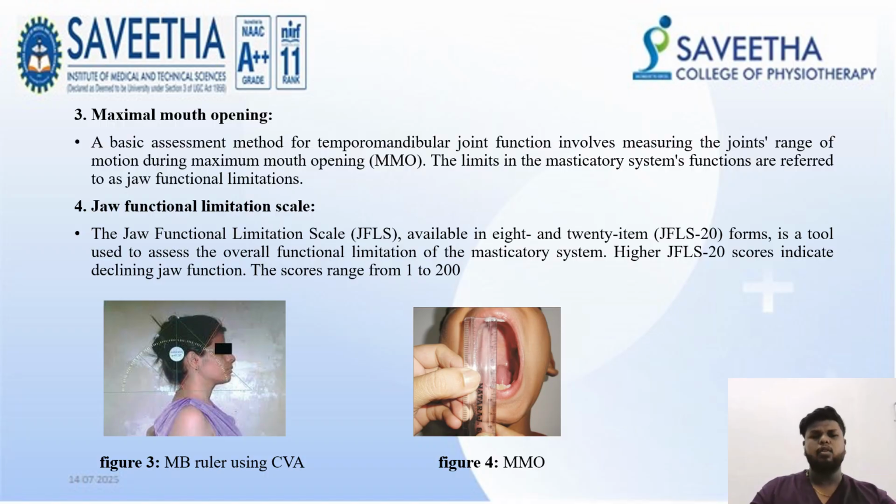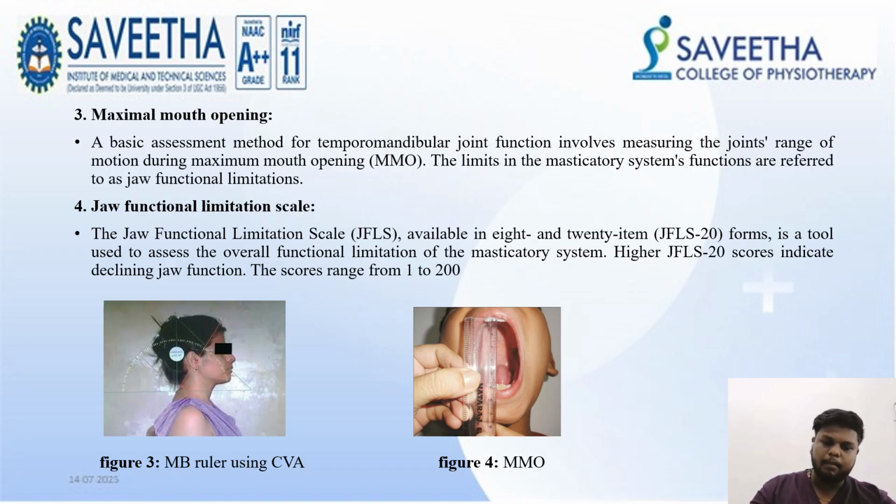Next one is the maximum mouth opening. It is a basic assessment method for the temporomandibular joint. We ask the patient to open their mouth, and we take a scale placed over the upper and lower incisors and measure. Next one is the Jaw Functional Limitation Scale. It is a scale with 20 items, a tool used to assess the overall limitations of the masticatory system. It indicates declining jaw function. Score ranges from 0 to 200.